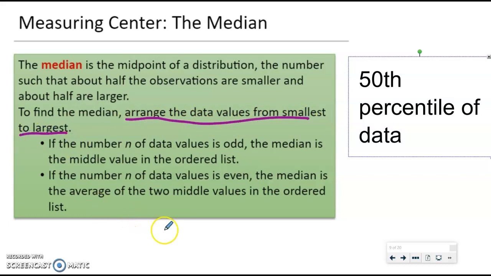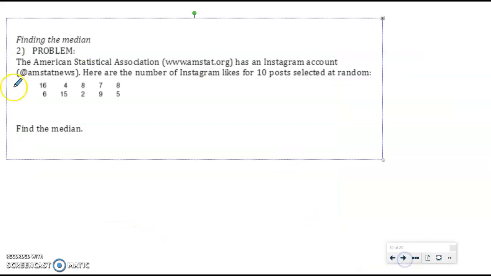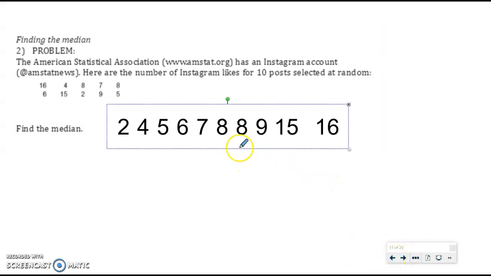So we're going to look at the same set of data, the same 10 numbers that I came up with before, and I'm going to arrange them from smallest to largest. If I arrange them from smallest to largest, it's going to go 2, 4, 5, 6, 7, 8, 8, 9, 15, 16. If you remember, you've done this since you were probably in 6th grade. We always take out the first and then we take the last, and then we keep going until we find the middle.